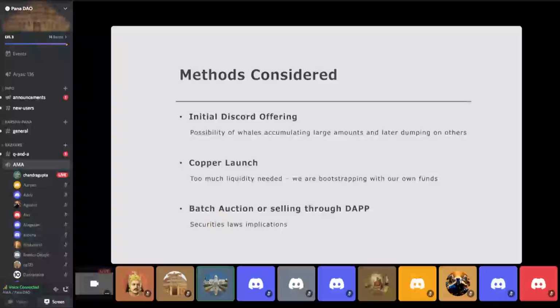Going down the batch auction route exposes us to certain fundamental security laws or security requirements, for which we have to register with the SEC and go through that process, which we were not ready for at this stage. So, because of the securities law implications involved with batch auction, we discarded this method for launch as well, and we thought of another idea. So, let's go ahead and check what is the idea that we thought of.